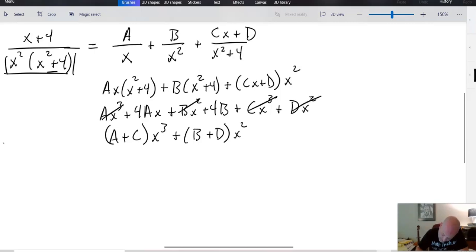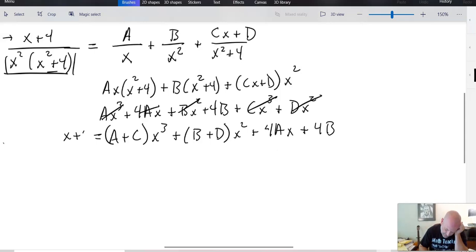Okay, so we got that and that. And now terms with x in it. Yeah, it looks like we just have the 1 plus 4ax. That's good, so we use that. And then the last thing is plus 4b. Okay, so there we go. And this is equal to this numerator, x plus 4.